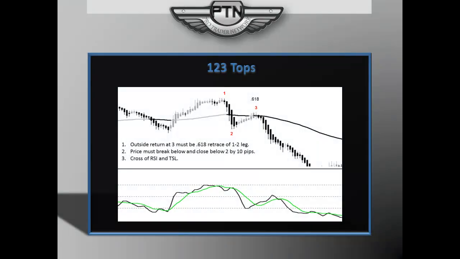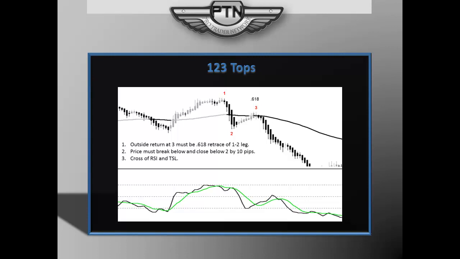Let's take a look at a 1, 2, 3 top. The outside return that forms the swing at 3 must be a 618 retrace of the leg from 1 to 2. Price has to break below and close below 2 by at least 10 pips. There has to be a cross of my RSI and TSL. That would be my entry signal of that trade.